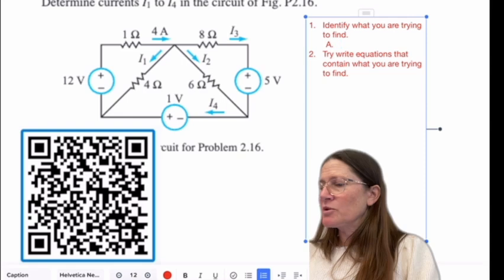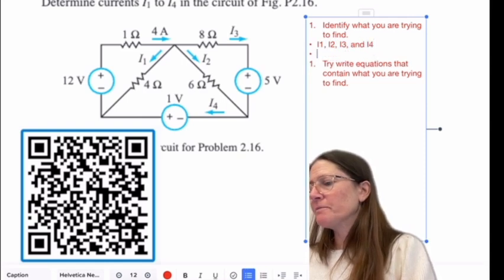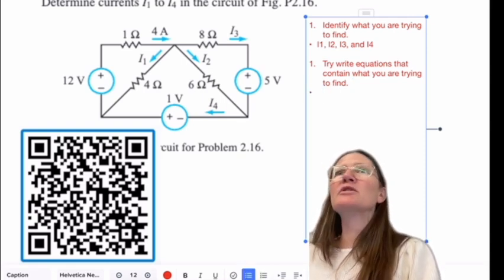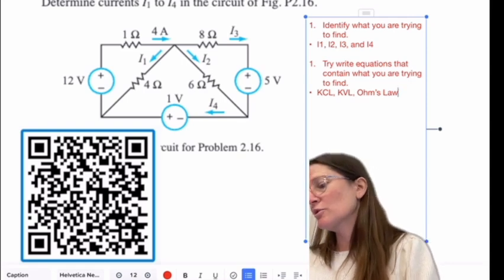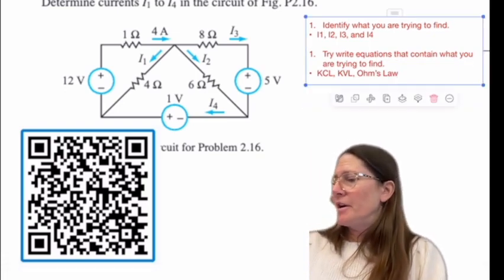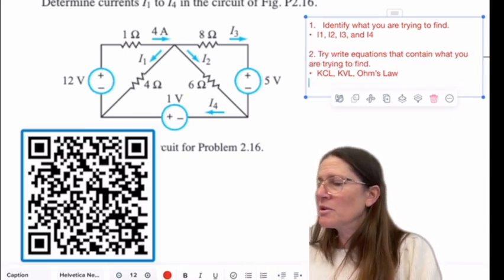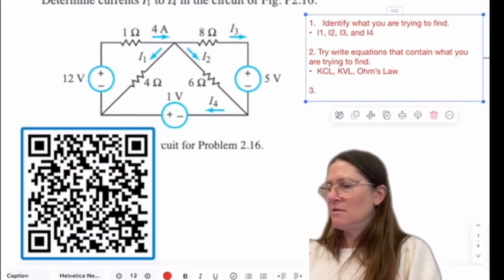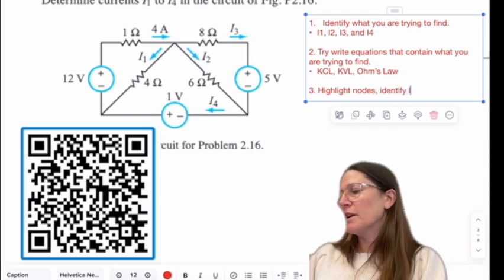So in this case, we were trying to find I1, I2, I3, and I4. So to write an equation, we use what information we know so far. So KCL, KVL, and Ohm's law. So those are what you're going to use to write the equations. All right, so before we try and do that, we also need to highlight nodes, identify loops.